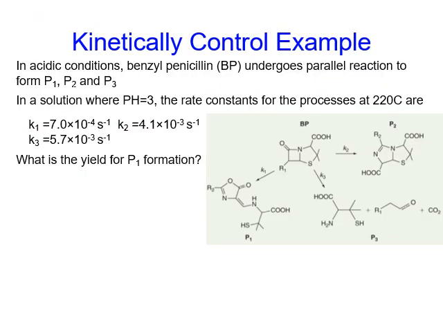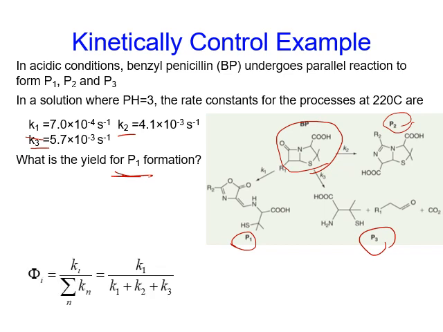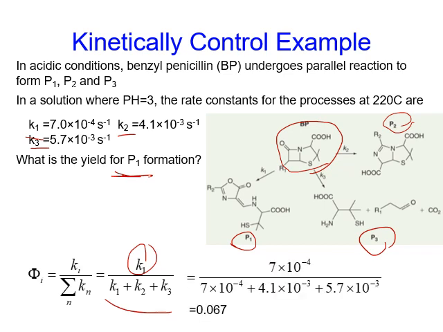Here's an example. Under acidic condition, the reactant BP here undergoes parallel reaction to form three products, P1, P2, P3, with rate constants K1, K2, K3 given. The question is, what is the yield for P1 formation? Now, under kinetic control, we showed that the yield only depends on the rate constants. So it's K1, which leads to P1, divided by the sum of the three rate constants. Plugging in all the data, that gives you 0.067.